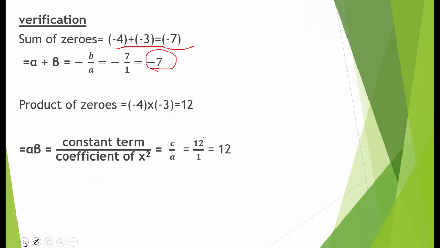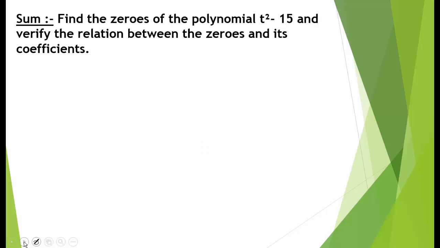Now find the zeros of the polynomial t square minus 15 and verify the relation between zeros and its coefficient. तो सेम क्वेश्चन है, हमें सबसे पहले जीरोस फाइंड करने हैं. फर्स्ट ऑफ ऑल फाइंड द जीरोस. t square minus 15 can be written as t square minus root 15 square.